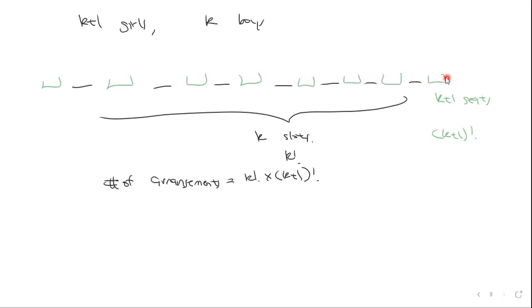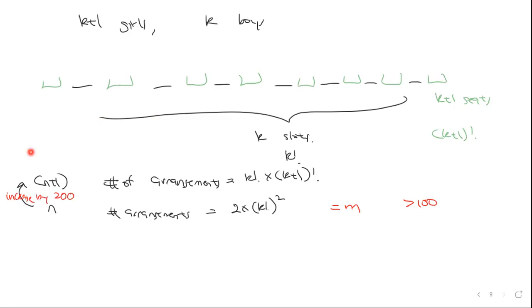Now, this is with n plus 1 students. And we know with n students, the number of arrangements was 2 times k factorial all squared. Now, if you go back and read the question, it said that when you added one more student, the number of arrangements, which was equal to m, which is greater than 100 by the way, increases by 200%. Which really means that this went up by 2 more times, which means it's 3 times.